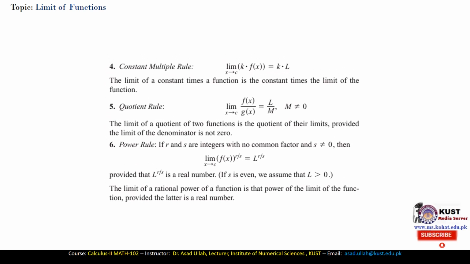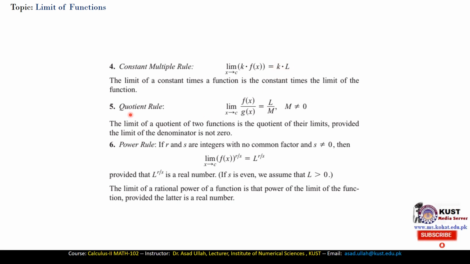Constant multiple rule. If we have a function which is a multiple of k, then we can find the limit of the function f of x and just multiply this limit by the constant k. It means we can take the constant k out of the limit and apply the limit on the function f of x, which is equal to L in this case. So we get k times L.